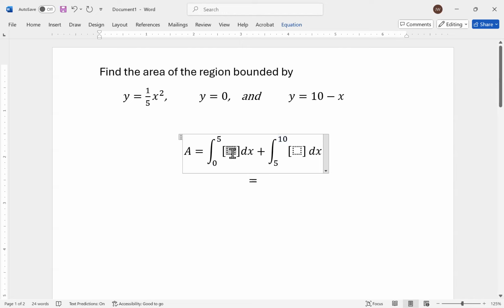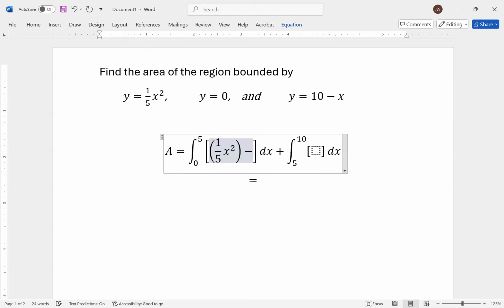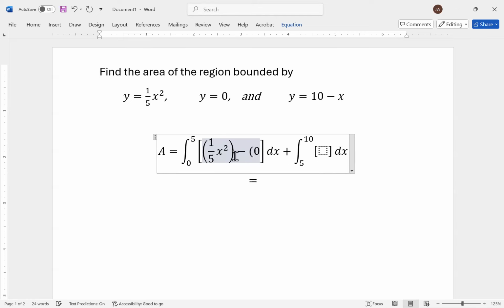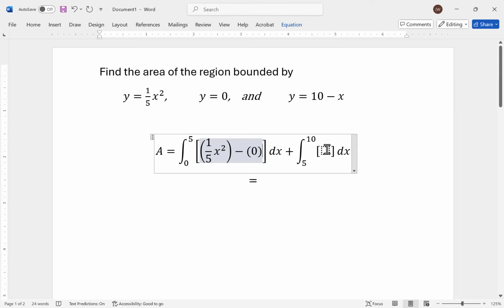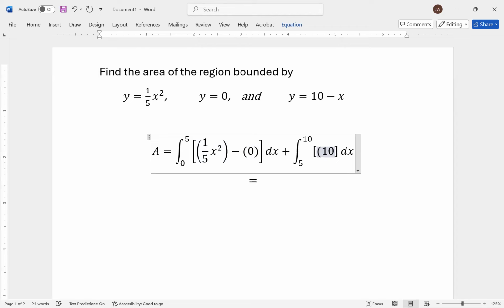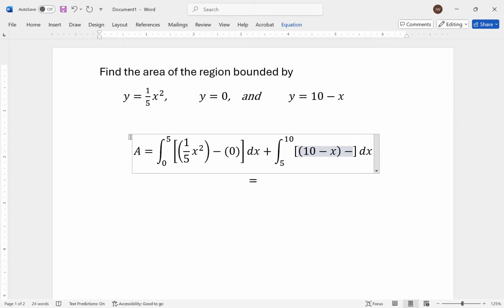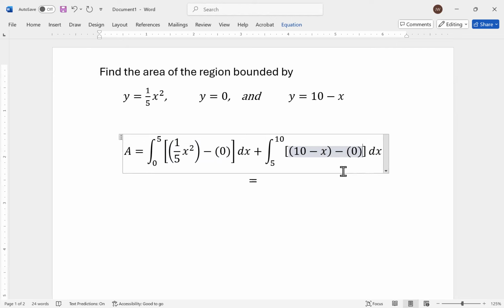The one that goes from 0 to 5 has 1/5 times x squared on top and y equals 0 on bottom. The one where we go from 5 to 10 is going to have 10 minus x on top, and y equals 0, or just 0, on bottom. So we always write the expressions for the functions in there.